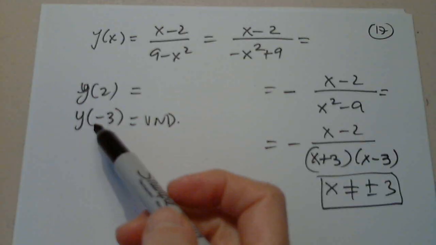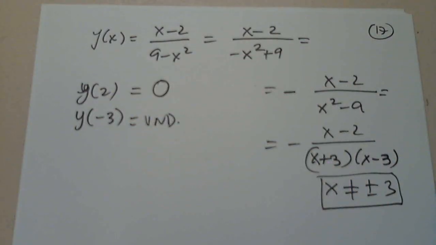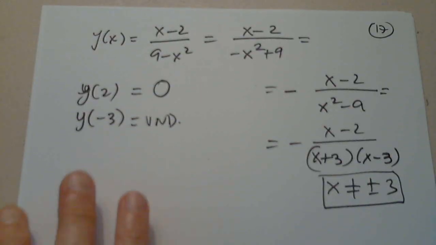And now when I plug in 2, I get 2 over whatever. So this must be 0. It's a rational function, so I will immediately determine the domain: anything but plus or minus 3. And then I look and see, oh, let me see what they want.